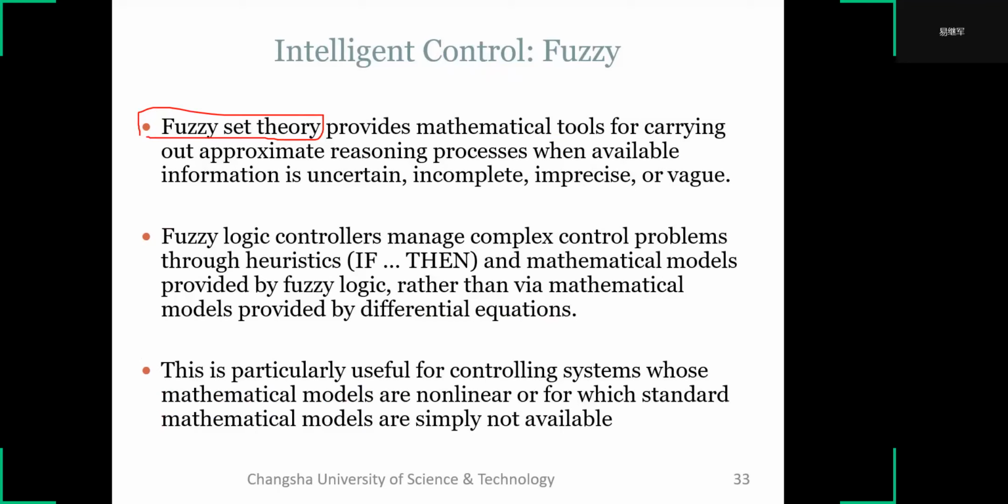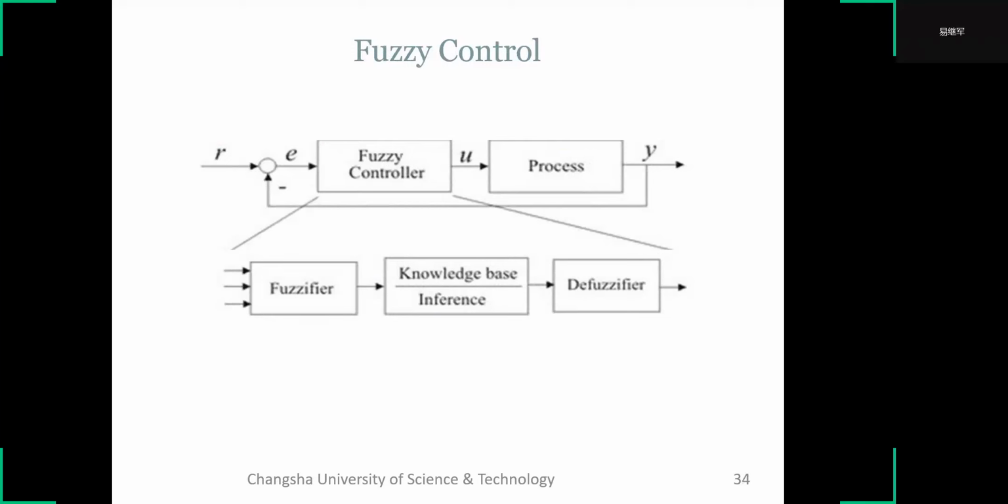In the fuzzy logic controller, we use fuzzy logic. This is particularly useful for controlling systems whose mathematical models are nonlinear or for which standard mathematical models are simply not available. If the target or the plant is complex, we can get a simple model. This is the diagram for the fuzzy logic.